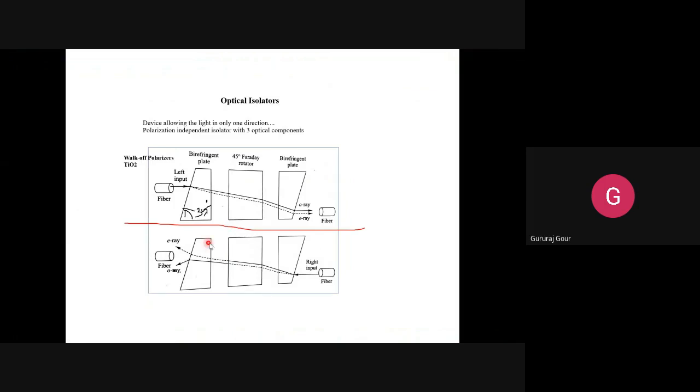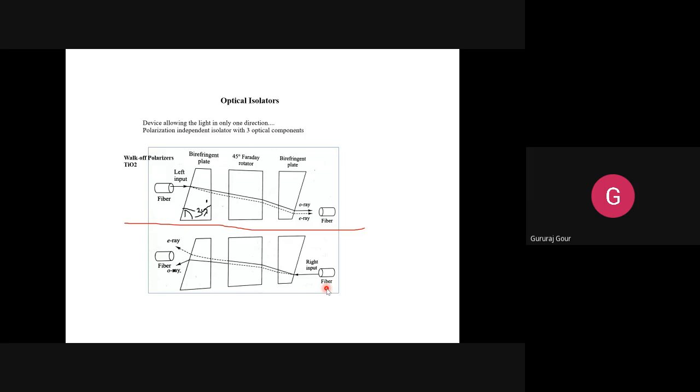Coming to this one. This polarizer is an example it is giving here, which is going to support the flow of light ray either from left to right or right to left. So in either case, your single optical ray is converted into ordinary and extraordinary rays like this one.